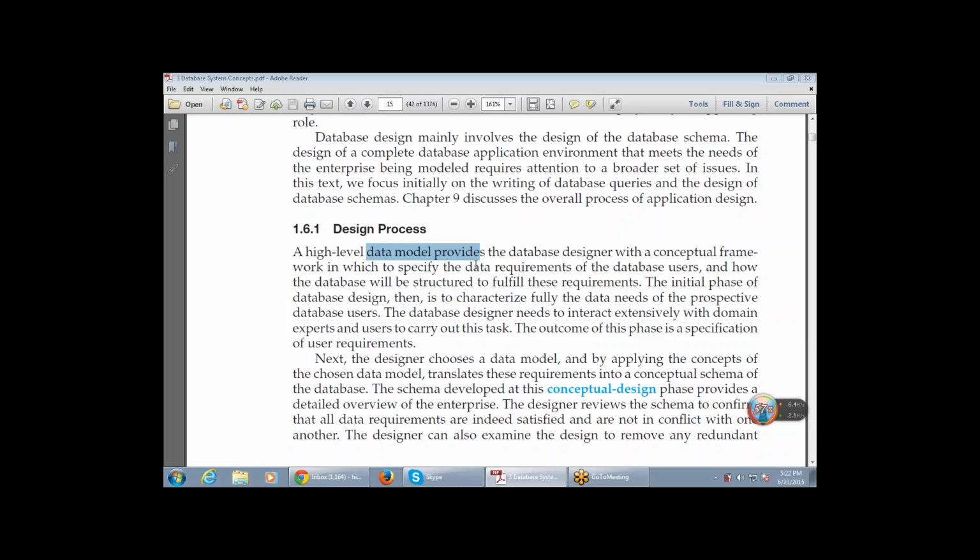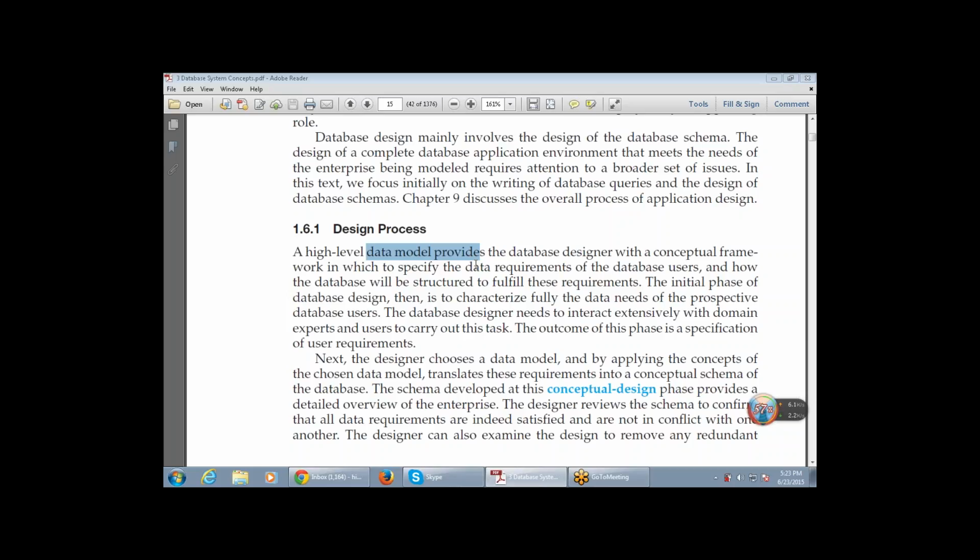The initial phase of the database design is to characterize fully the data needs of the prospective database user. So first of all, take out the needs of the database user. What is the need of the database user, or what does the user want from a database? That is the first phase. The outcome of this phase is the specification of the user's requirements, that is, what the users need from the database, or what type of database they require.